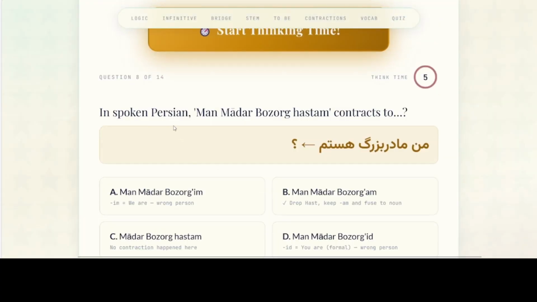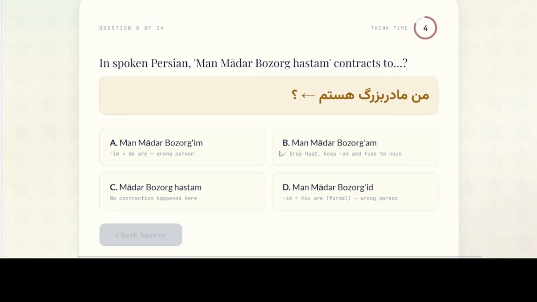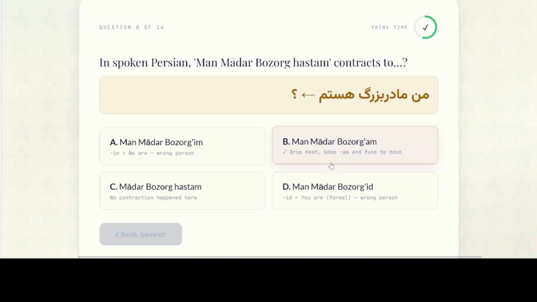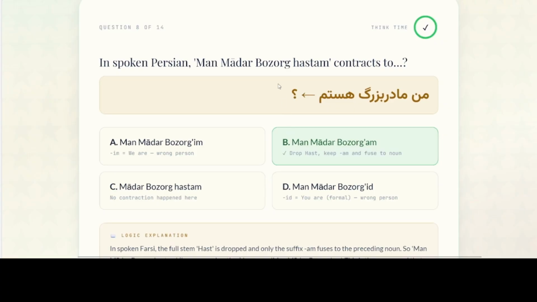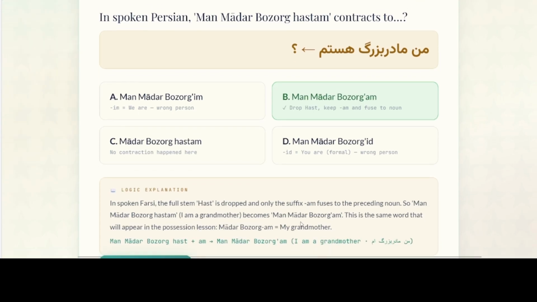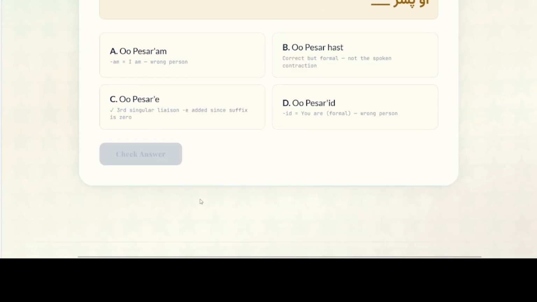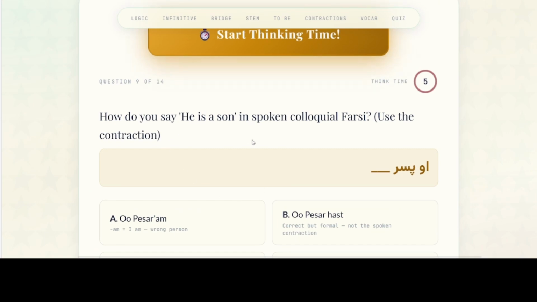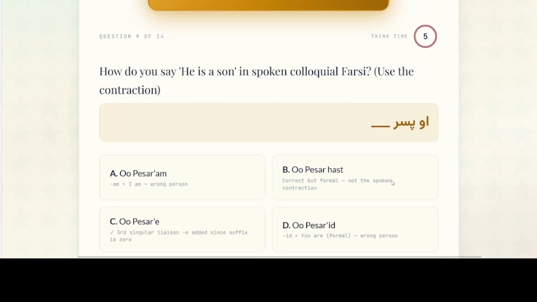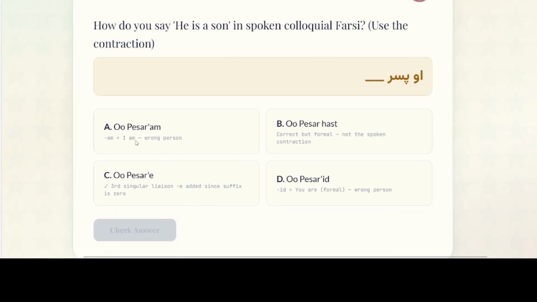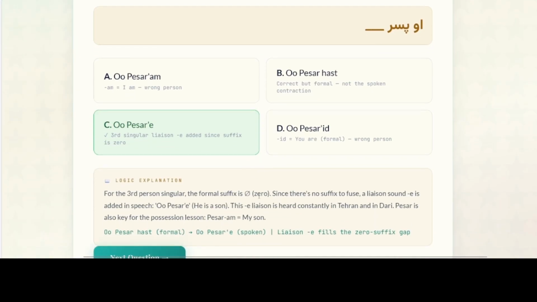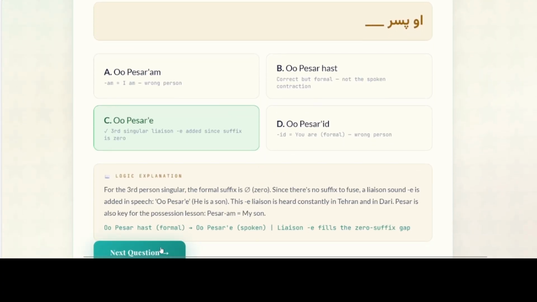Next one. In spoken Persian, man Madar-Bozorg هستم contracts to what? Okay, it's the full version. How is the contracted version? Yes, if you drop that hast, it's only am: man Madar-Bozorgam. Then, how do you say he is a son in spoken colloquial Farsi? او پسر. So we said what we said, remember? The contracted version is a. Yes, a functions like is in colloquial language. Next question.